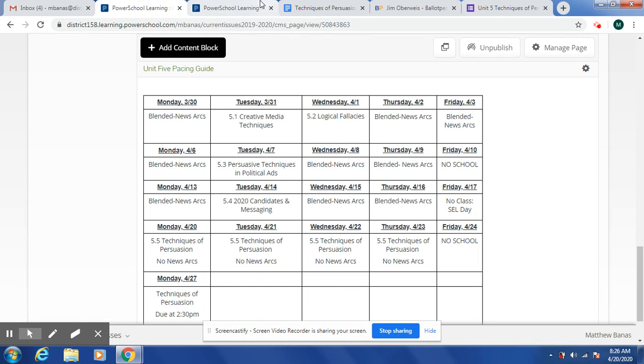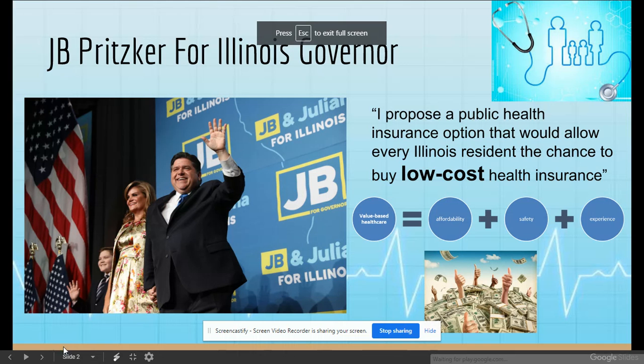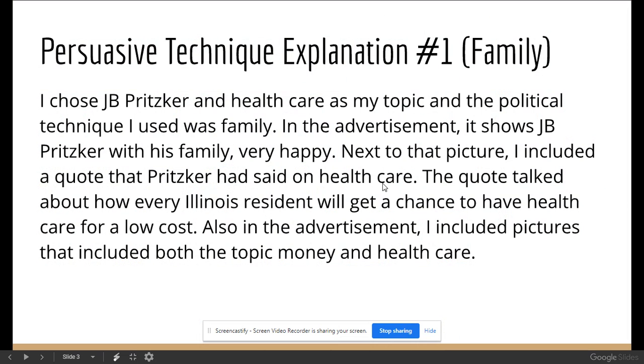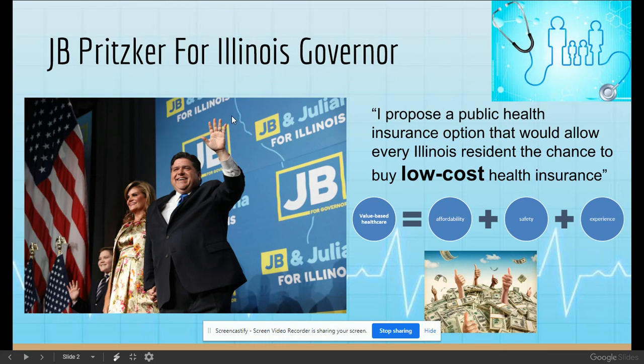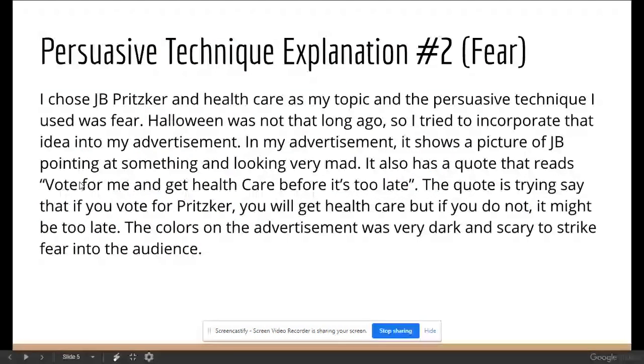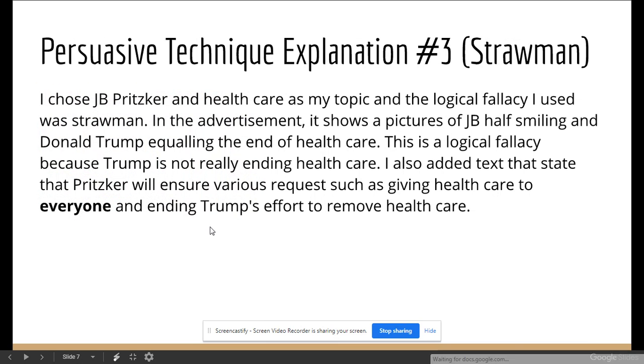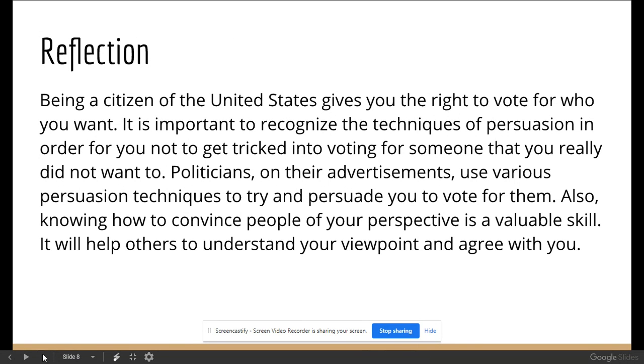Okay, here's a B, and I'm going to show you why it's a B, because it's actually really good. It was Pritzker. The first ad is vote for JP. It's going to lower health insurance costs. He used family, with a picture of him and his family, and healthcare is important. The next one is Pritzker does not want you to die. It's going to protect your Medicare and healthcare. Again, that's fear. The last one is I will fight Trump. Vote for me, and I'll make sure everybody gets healthcare, and we'll stop Trump. The argument here is that he's a straw man, and it goes into detail. And then the final paragraph explains it.